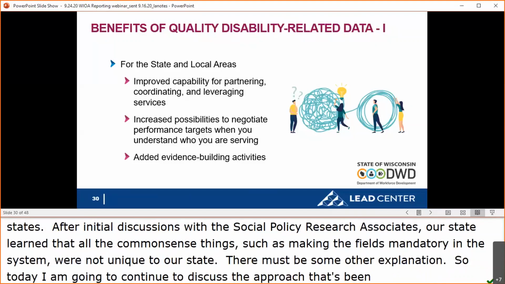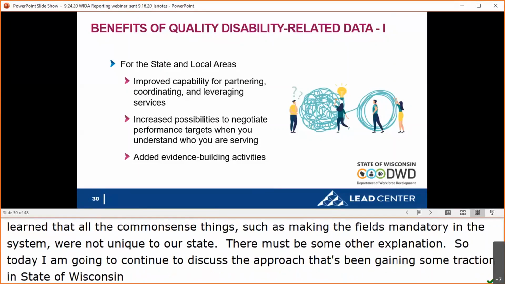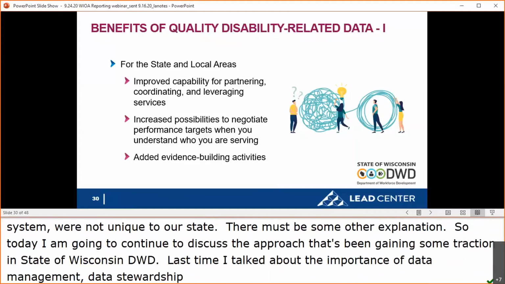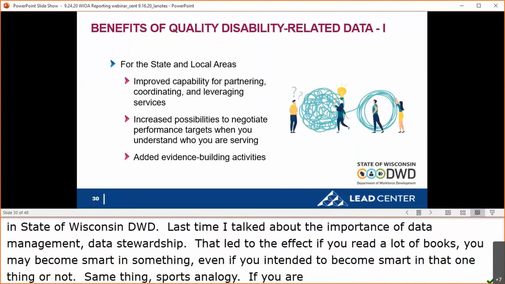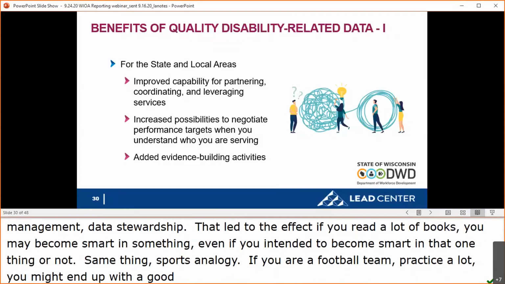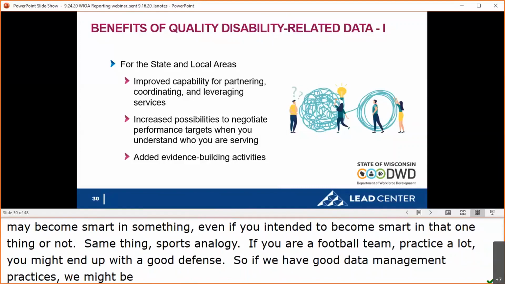Last time I talked about the importance of data management concepts such as data governance and data stewardship, and how that led to just that effect where, if you read a lot of books, you may become smart in something, even if you intended to become smart in that one thing or not. And the same thing, if you're a football team, you practice a lot, you might end up with a good defense. So if we have good data management practices, we might be good at reporting disability related data. And that wasn't our intent, that we would be really good at this, but we're glad it happened.